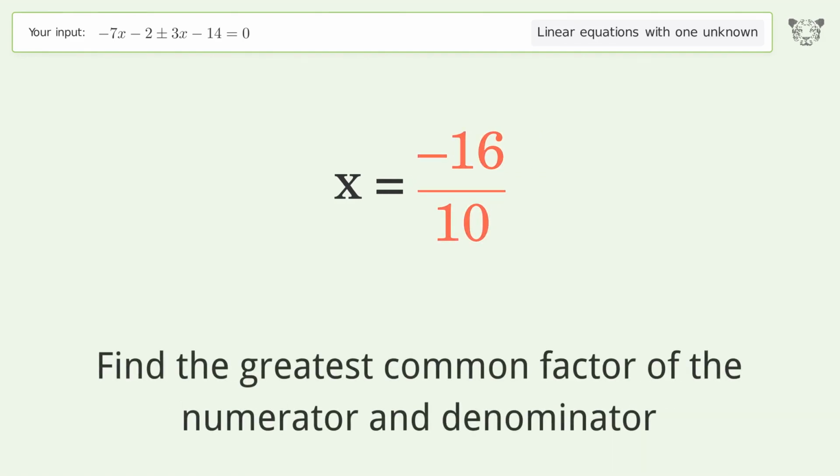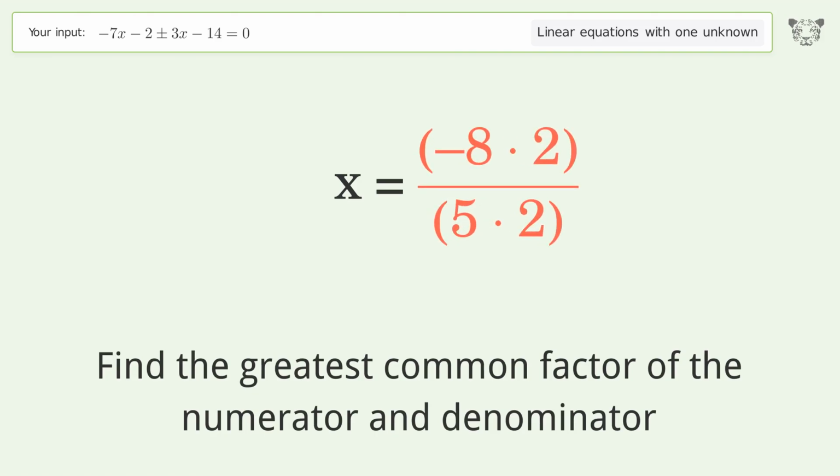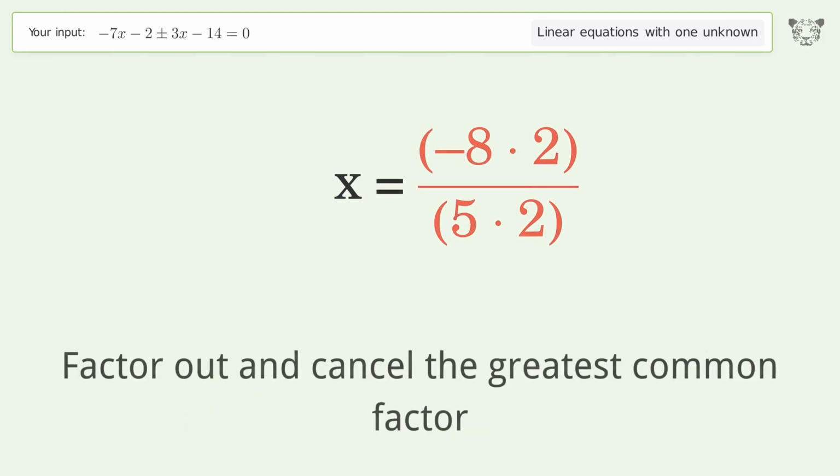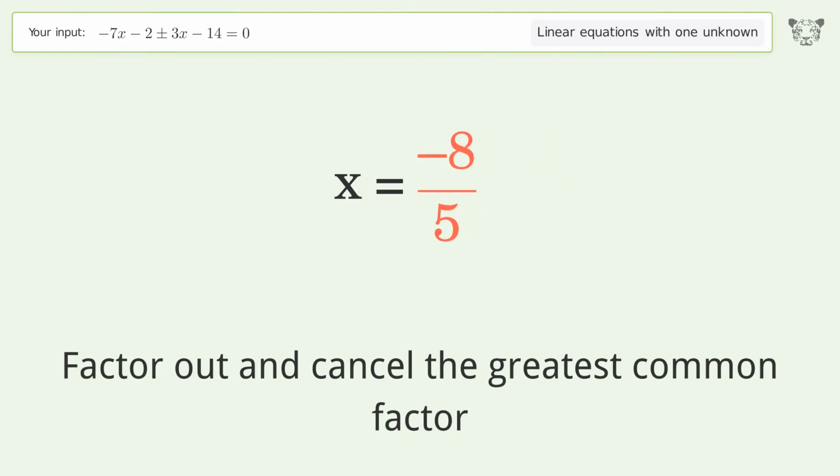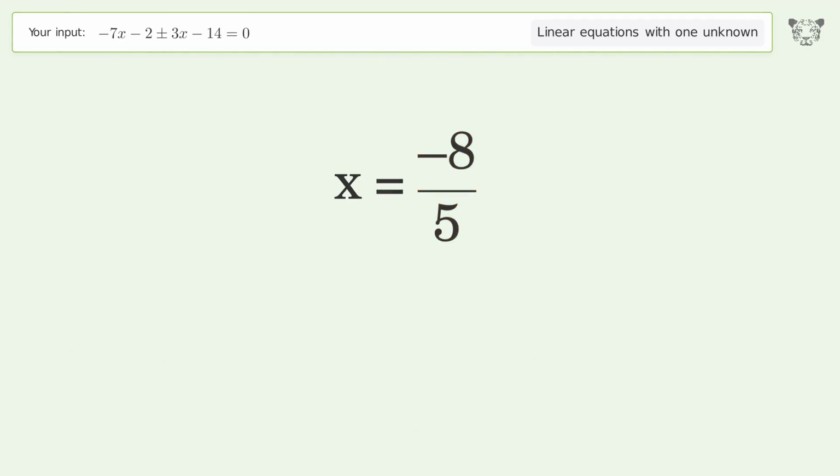Find the greatest common factor of the numerator and denominator. Factor out and cancel the greatest common factor. And so the final result is x equals -8/5.